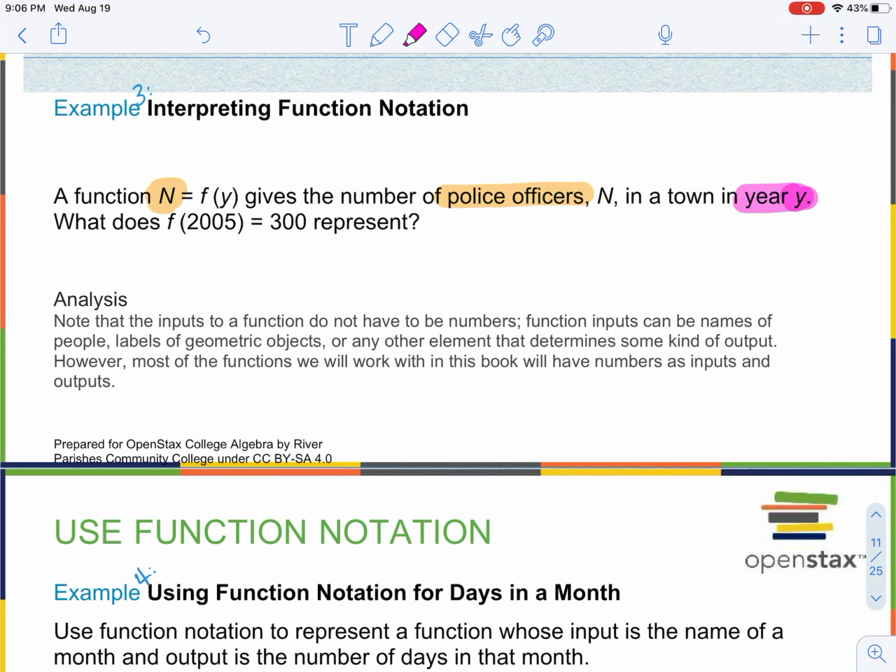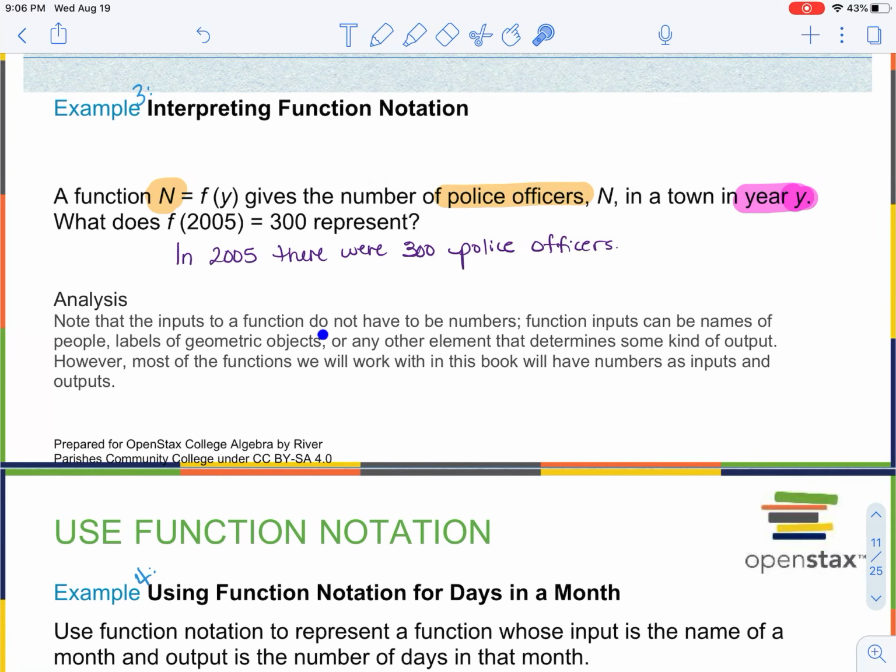So what does f of 2005 equals 300 represent? Well, in this case, the number of police officers is a function of the year. So in 2005, there were 300 police officers.